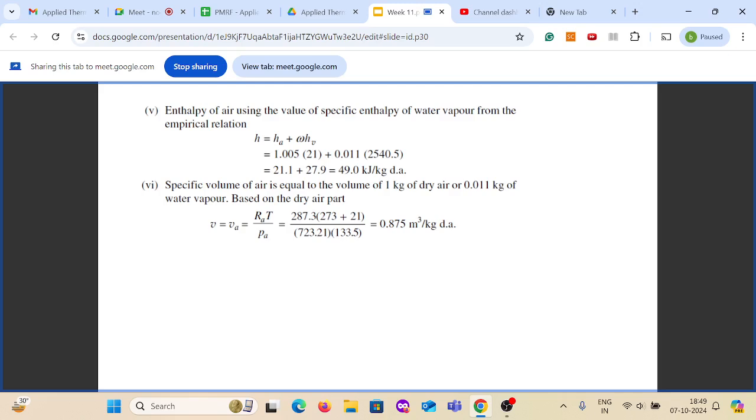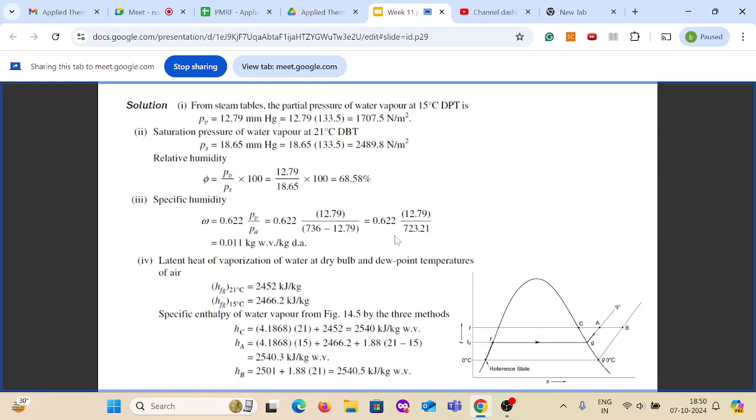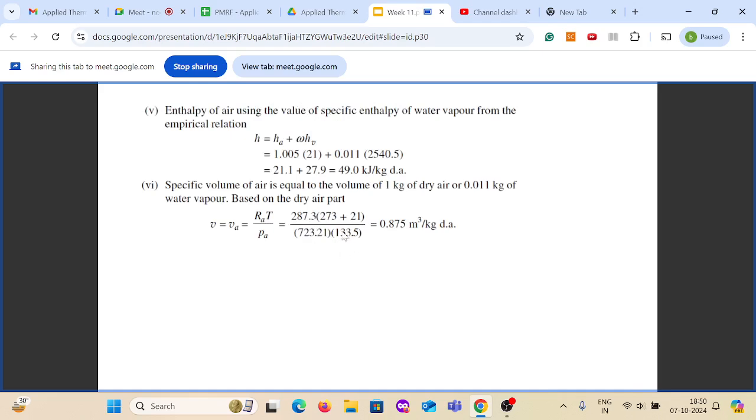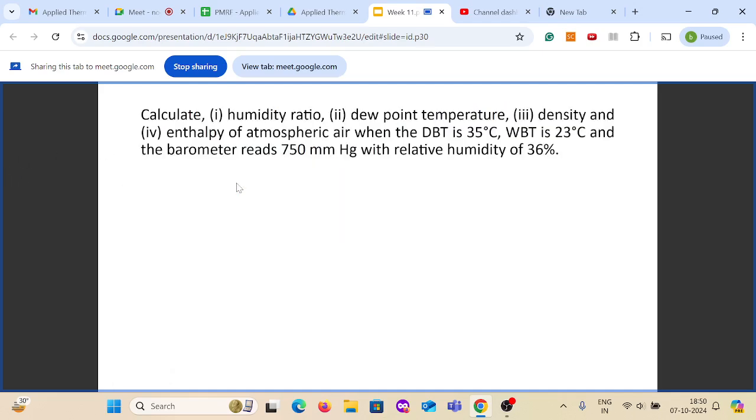the specific volume is RA times T by PA. So RA is 287.3 for air, times the temperature 273 plus 21, divided by the partial pressure of air, which is 723.21 times the conversion, rho g h. So it will come out to be 0.875 meter cube per kg of dry air.